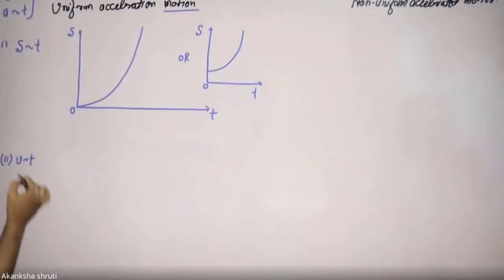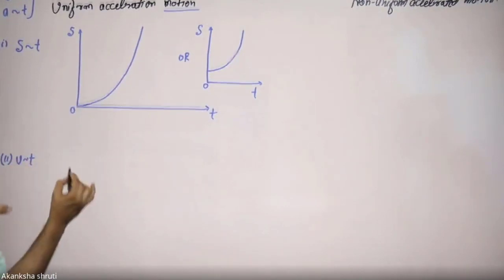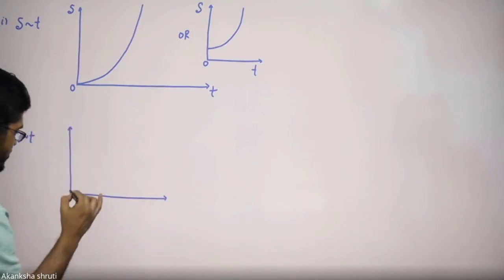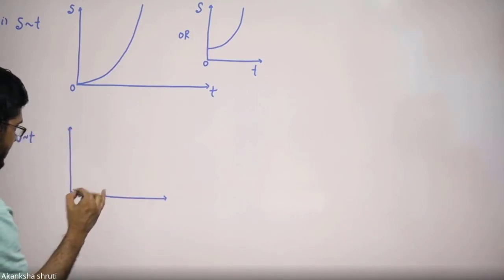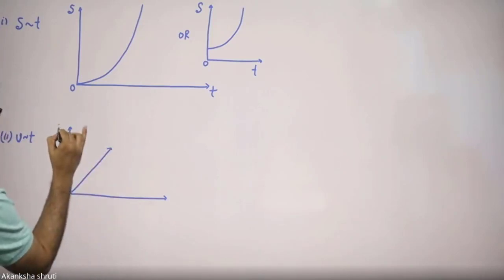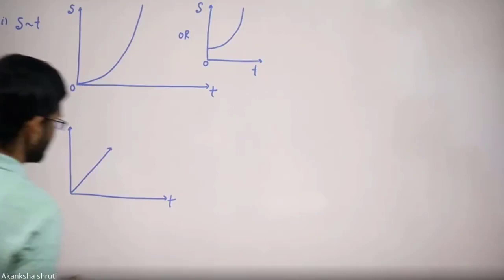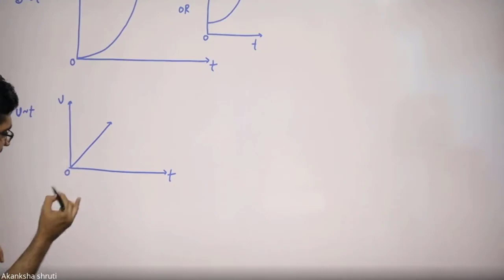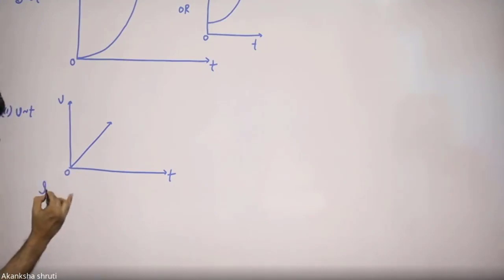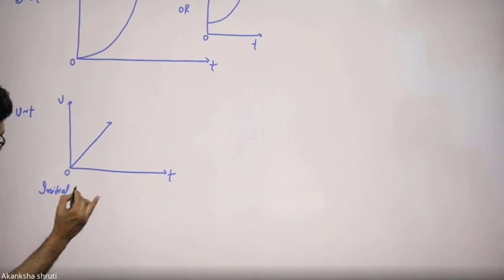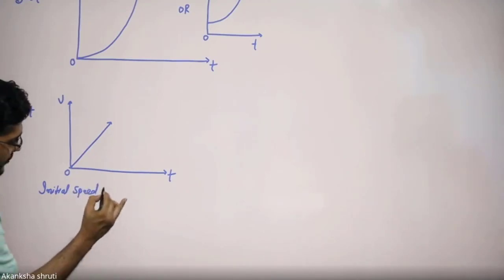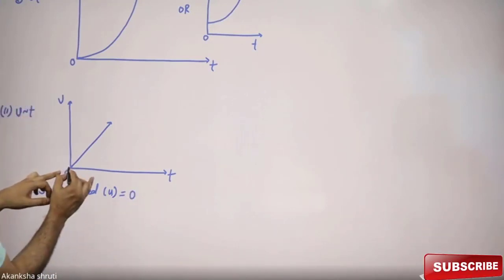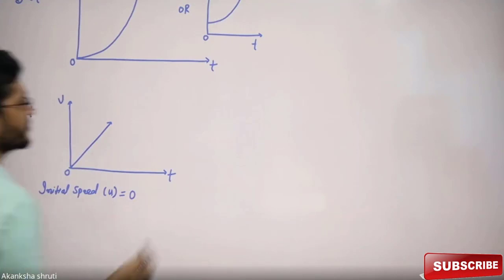Students, now considering the VT graph. If the body has started from rest, then the curve is like this. This is our time. Here the starting speed, the initial speed, which was denoted as u, is 0, because at t equals 0 the speed is also 0.